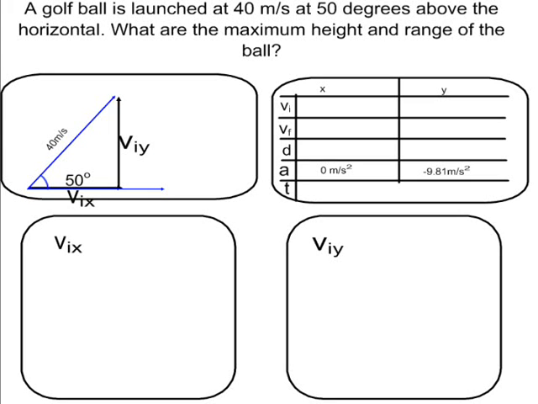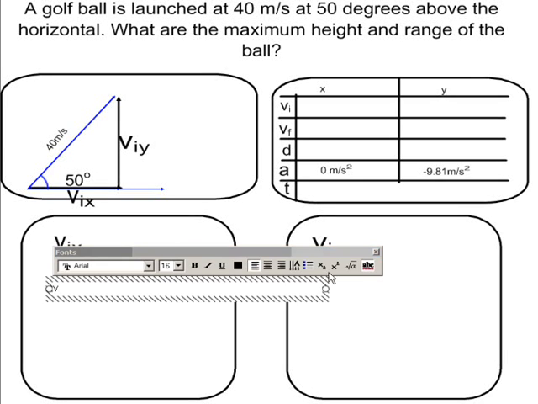So I have a 90-degree triangle, so I'm going to go ahead and use the cosine function to solve for Vix. So Vix is adjacent to my 50-degree angle, so I'm going to use cosine. So Vix is going to be equal to Vi, the 40 meters per second, cosine of 50 degrees.